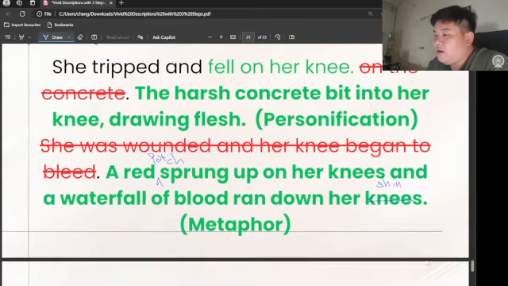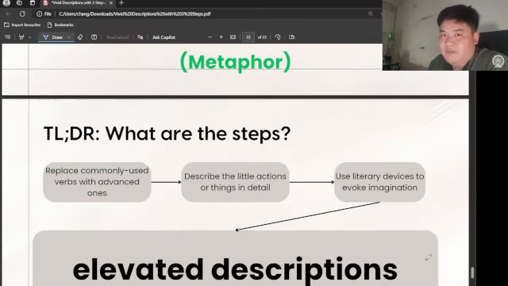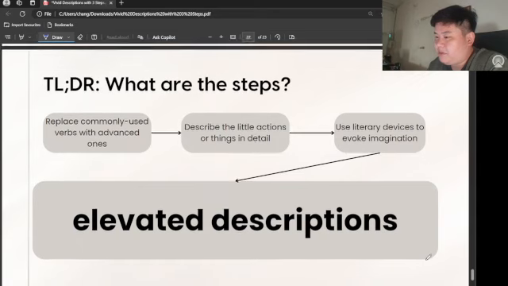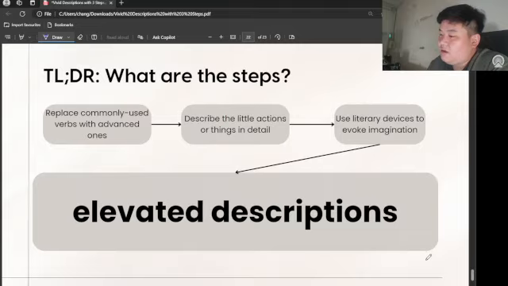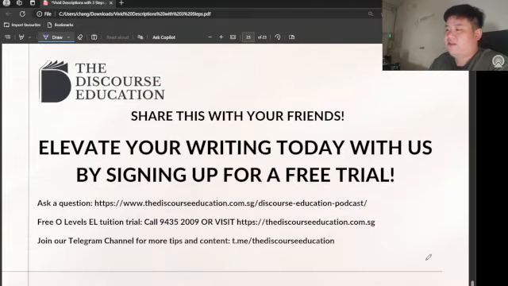So end of the day, what are the steps here? Number one, replace commonly used verbs with advanced ones. Number two, describe the little actions or things in detail. Number three, use literary devices to evoke imagination. And that's how you get elevated descriptions. So, that will be the end of this video.